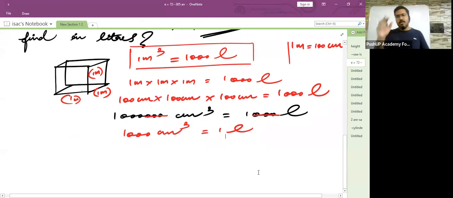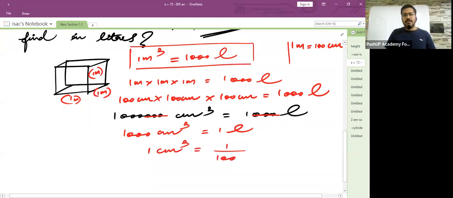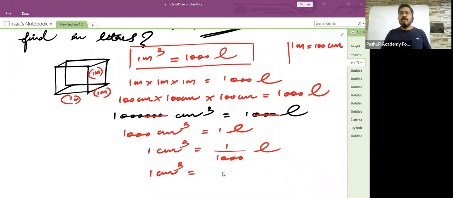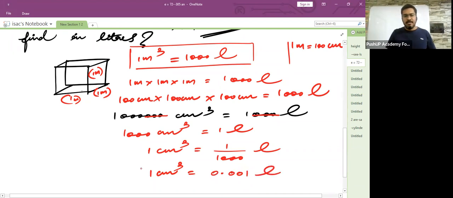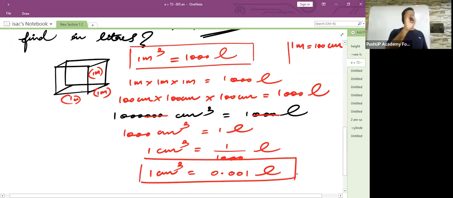1,000 centimeter cube is equal to 1 liter. So if 1,000 centimeter cube is equal to 1 liter, can't I say 1 centimeter cube is equal to 1 by 1,000 liters? I can say this. 1 centimeter cube is equal to 1 by 1,000 liters. What is 1 upon 1,000? 1 upon 1,000 is 0.001 liters. This is how you get the value of 1 centimeter cube in liters.